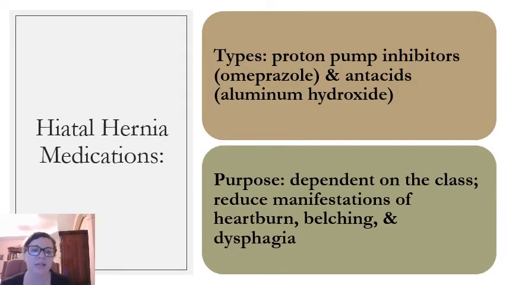Okay, hiatal hernia medications. So a hiatal hernia can be the underlying cause of a lot of reflux and ulcerative or hypersecretory disorders. And so we're going to treat these with proton pump inhibitors like omeprazole and antacids like aluminum hydroxide. So these are just gonna be a repeat, but just more focused on hiatal hernia. So the purpose are going to be dependent on the class that you're using for the hiatal hernia, and then of course to reduce the manifestations of heartburn, belching, and dysphagia.